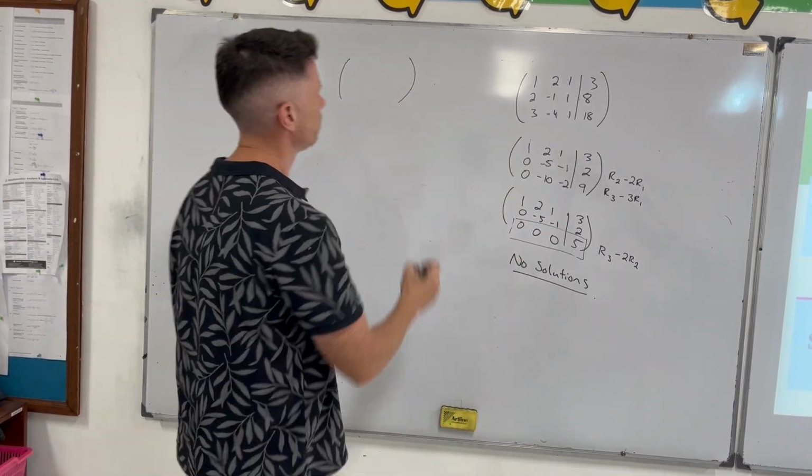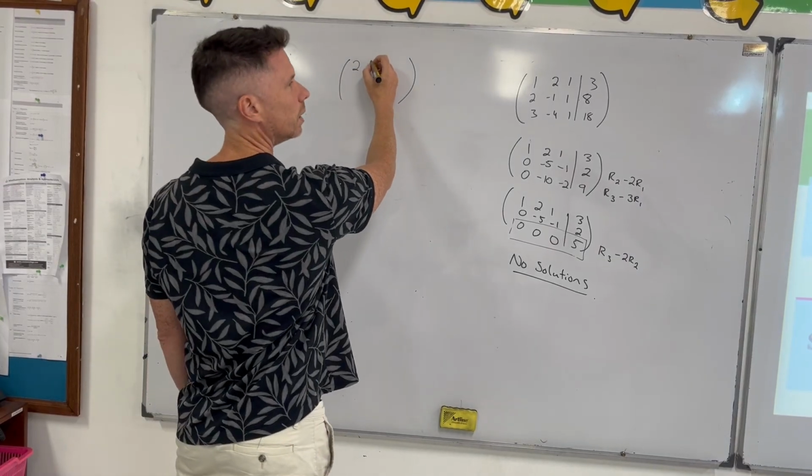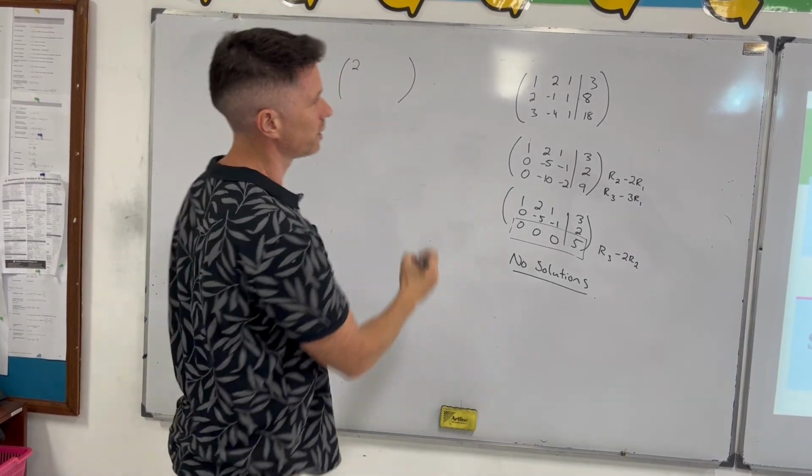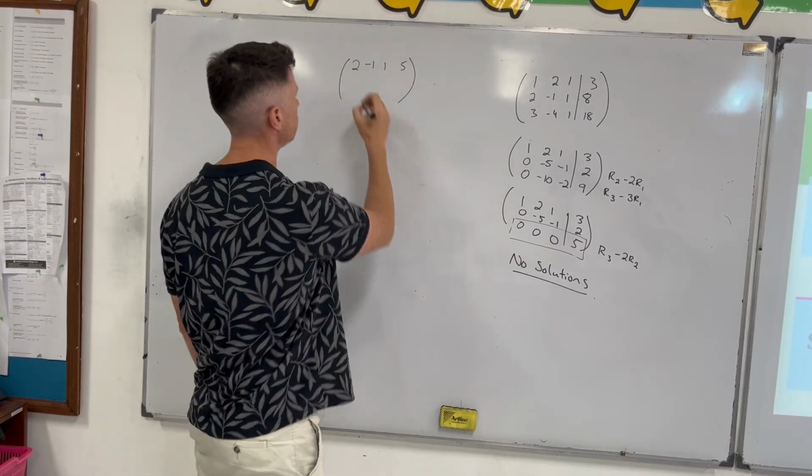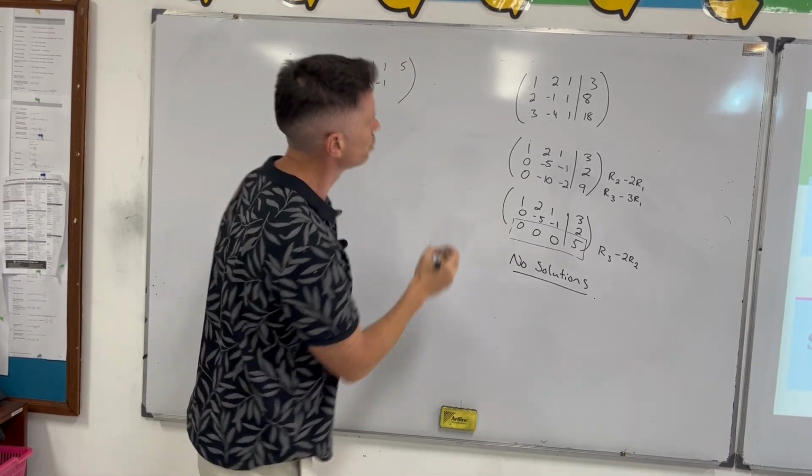Okay, let's do the second one then. 2, there's a sign there. 2 minus 1, 1 and 5, is it? 1, 1, minus 1 and 2.